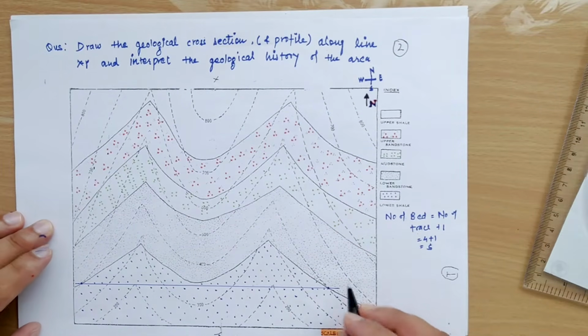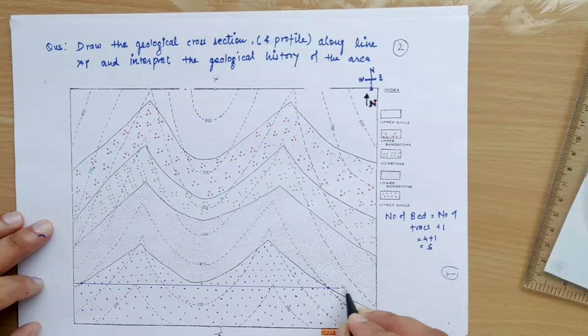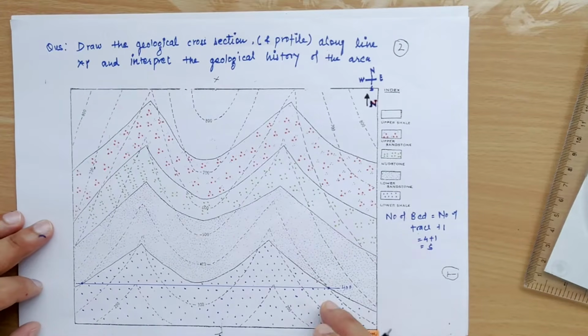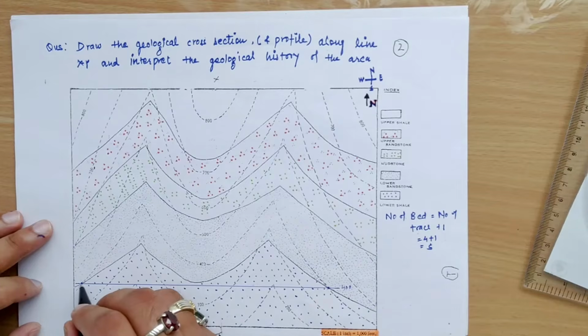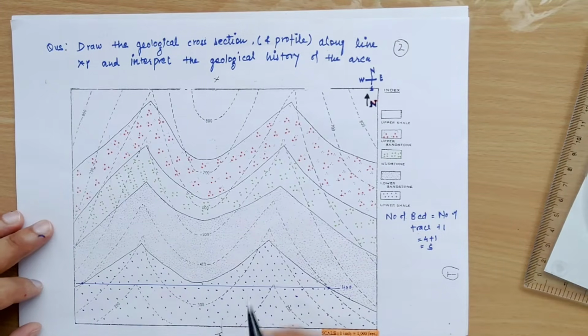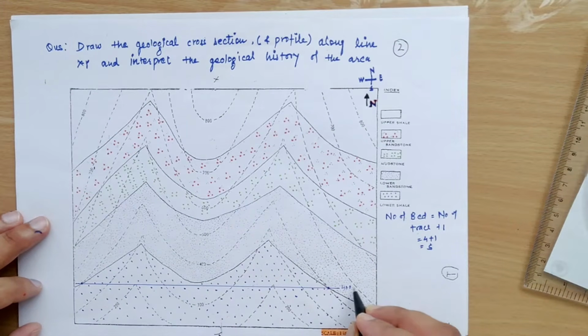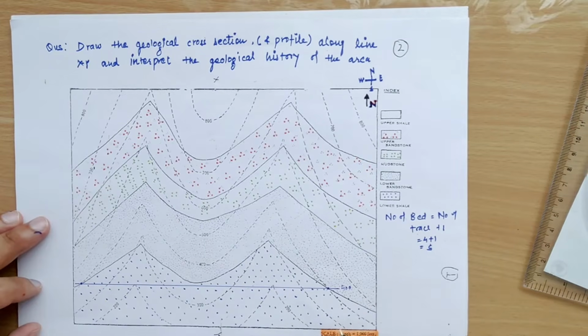So here the value of this strike line is 400 because this is formed by the intersection of 2 points which are lying at a height of 400. So at this place and at this place, this trace is lying at 400 feet. So the value of this strike line is 400.